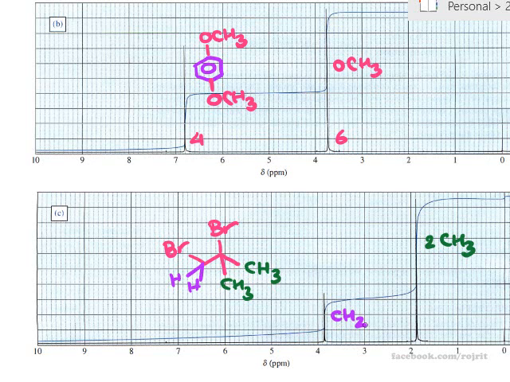So this is how we can use the integration and the position to identify organic molecules. Next time we'll talk about the splitting pattern, which is very useful for structure elucidation.